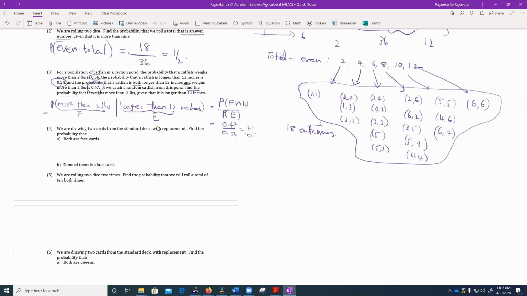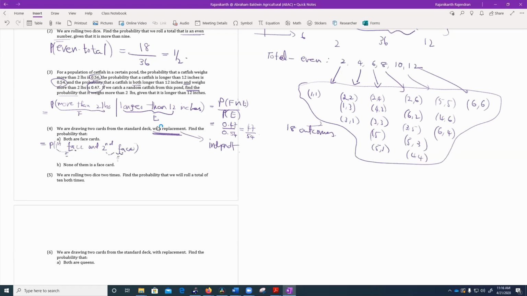So next one, we are drawing two cards from a standard deck with replacement. Remember, drawing cards with replacement always gives independent events. So you are drawing two cards one by one with replacement. Find the probability that both of them are face cards. That means the first one you choose should be a face card and the second one also a face card, right? So basically this is my event E, this is my event F.